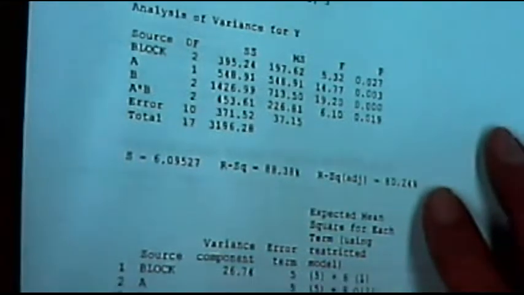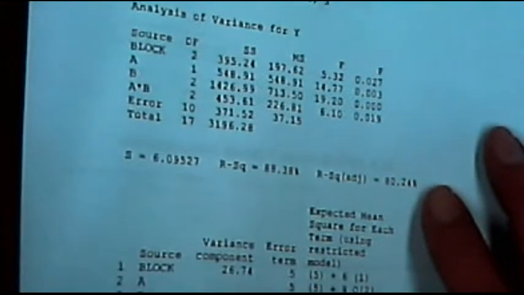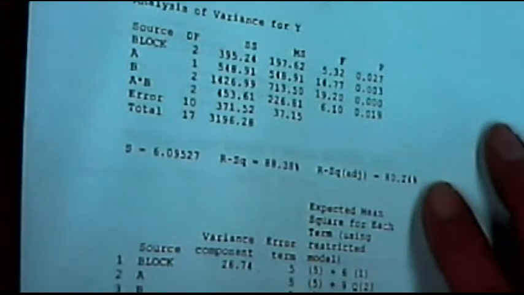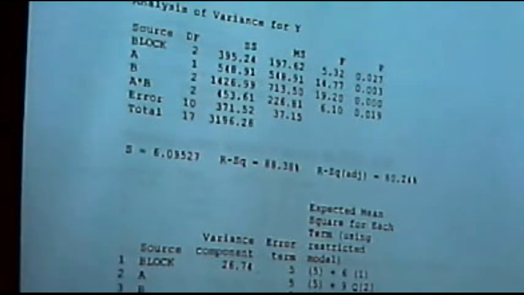Yes. Why was block random? Pardon? Why was block random? Blocks are almost always random. There's hardly any example where they're not random. Because blocks are just our turf that we're using for the experiment, and we selected from available turf.